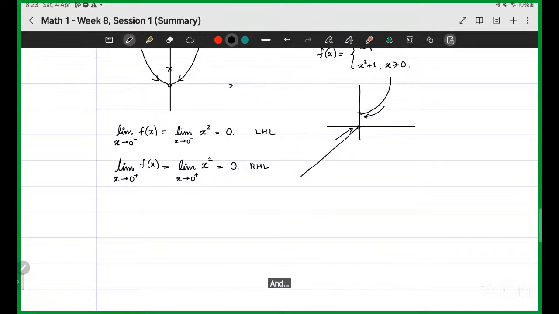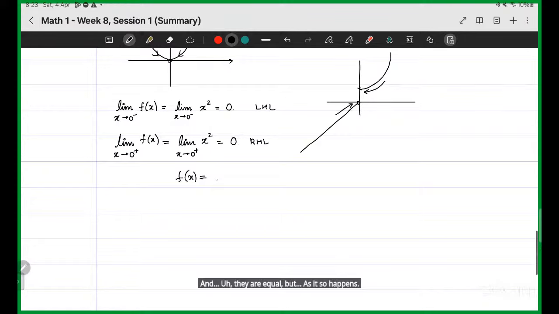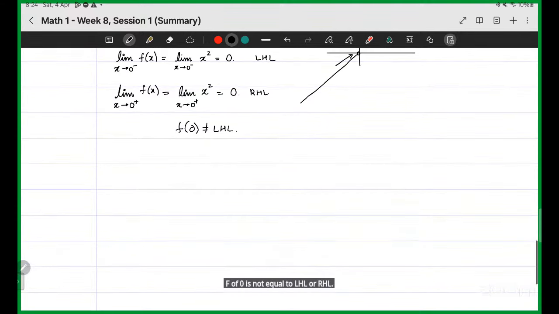Got it, sir. They are equal, but as it so happens, f of 0 is not equal to LHL or RHL. Got it, got it. Yes, sir. Thank you so much.